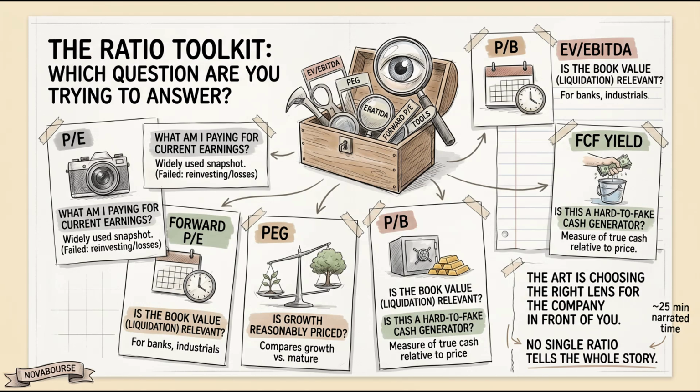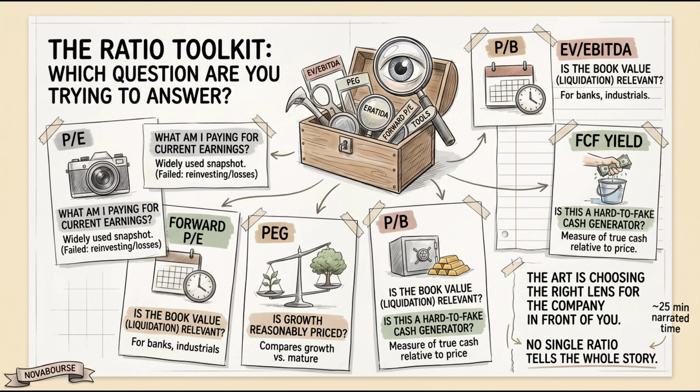So, which ratio should you use? Each answers a specific question. Use price to earnings for a quick, widely understood snapshot, but avoid it for companies with heavy reinvestment or losses. Use forward price to earnings when you care about future growth. Use the PEG ratio to compare growth companies against mature ones on equal terms.